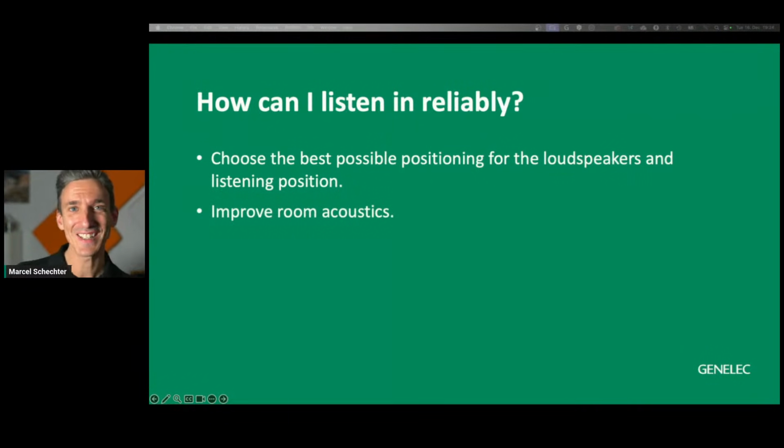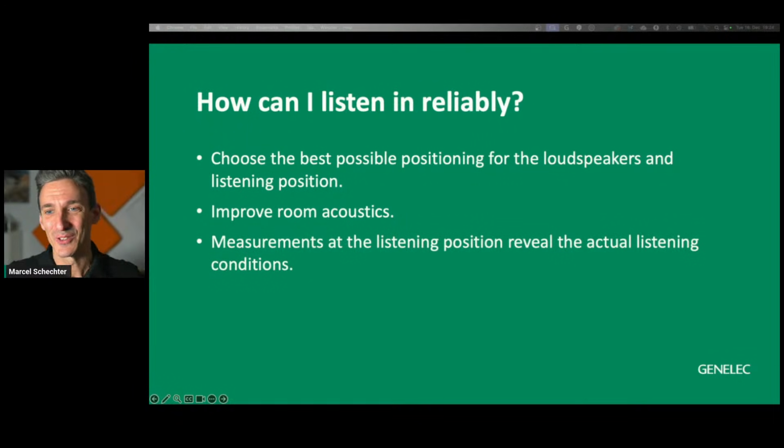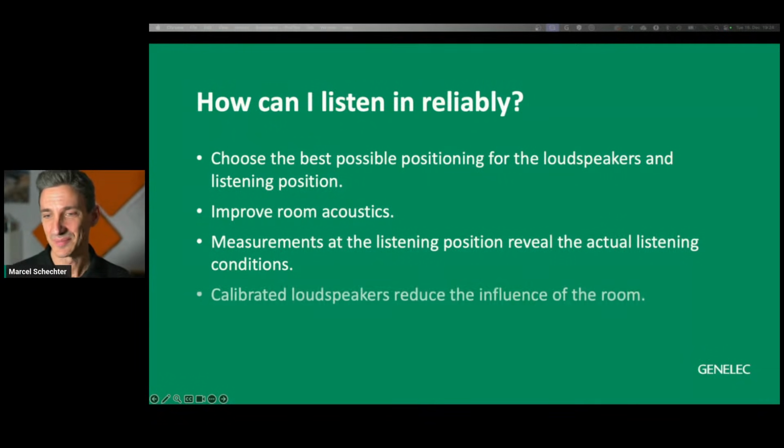Improve room acoustics, very, very important. Then do your measurements at the listening position to find out what's exactly happening. And then, as said, use calibrated loudspeakers, or of course use your dip switches, for example. Also not a problem at all.